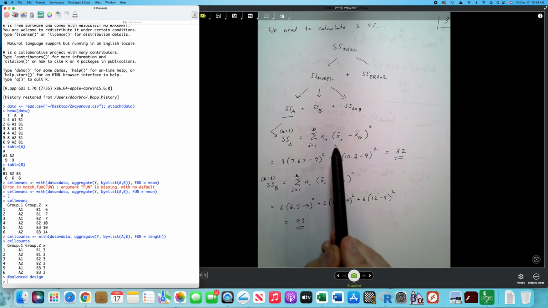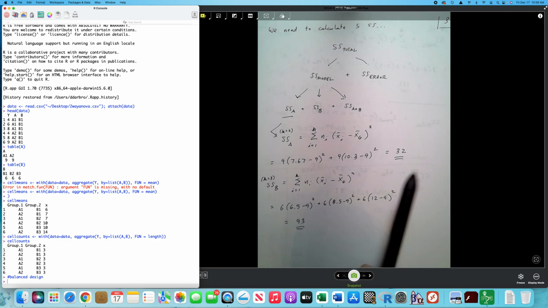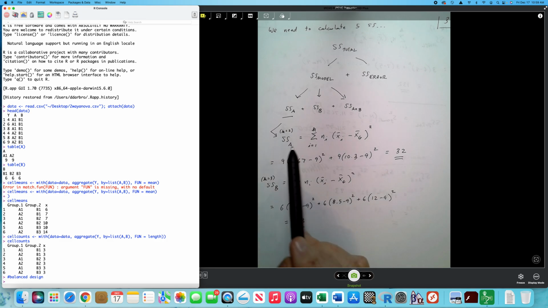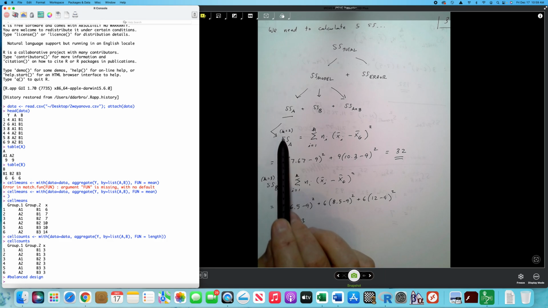whoa, I'm in the wrong one, okay? I wonder, why do we have 3 terms? So again, we have A1, A2, so K equals 2 here. So it works out nicely where the sum of squares for A is equal to 32.